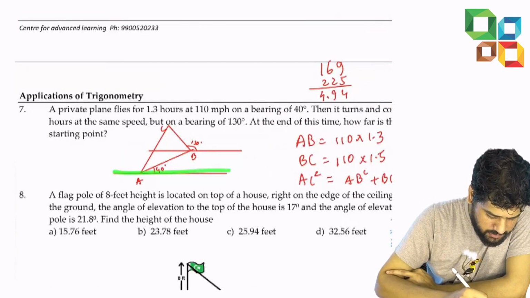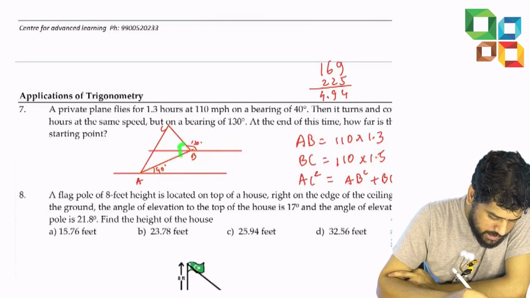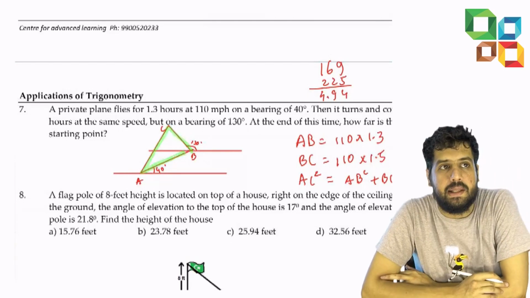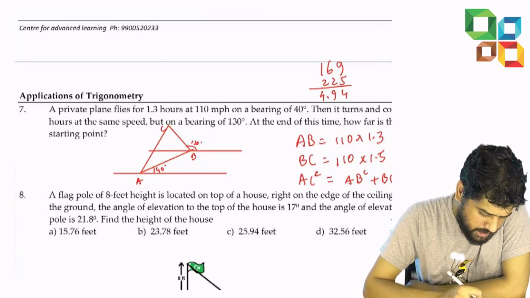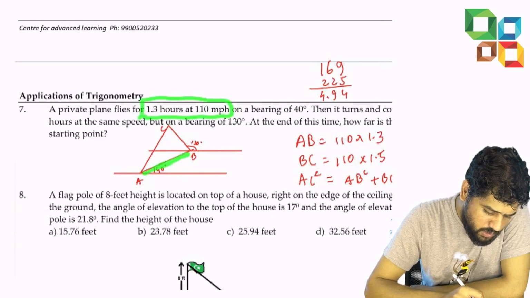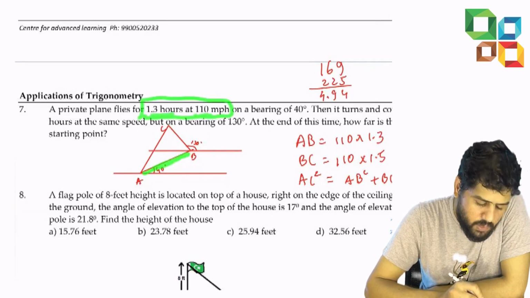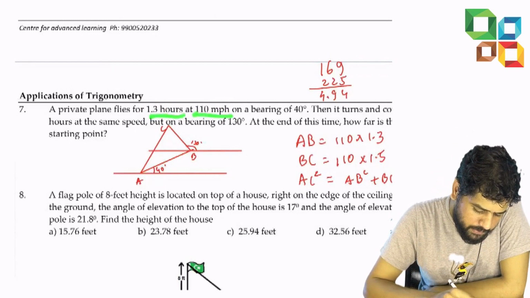With respect to this, first the flight moves 40 degrees. Then it moves 130 degrees. Okay. So this angle is 90 degrees. So we need this length and this length to calculate this length. Right. So this length AB is this. First it moves 110 miles per hour for 1.3 hours. So distance is velocity into time, right?